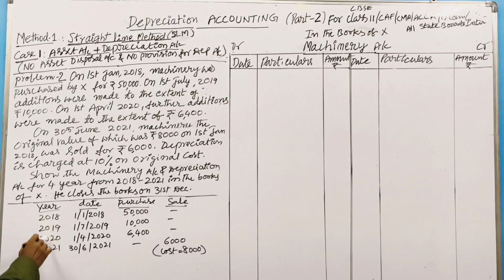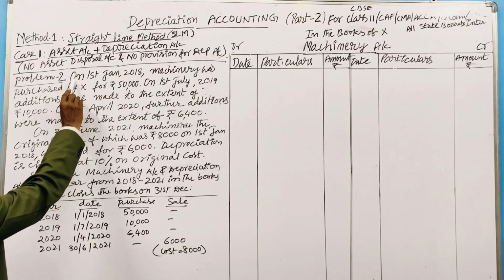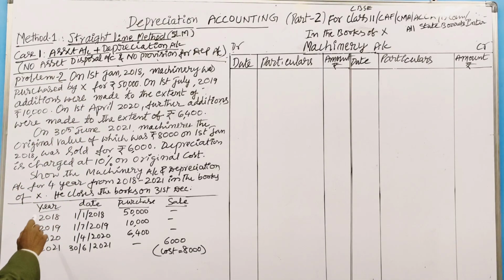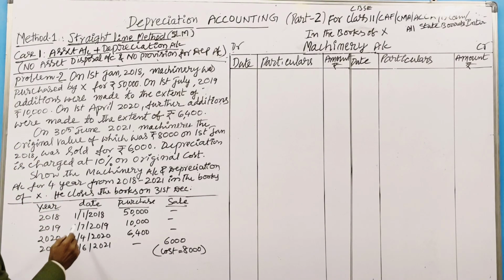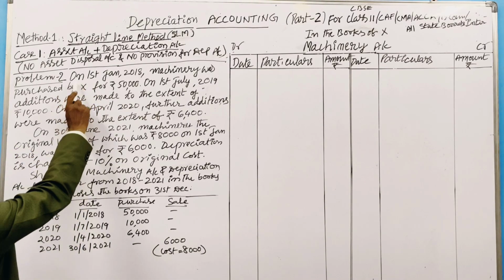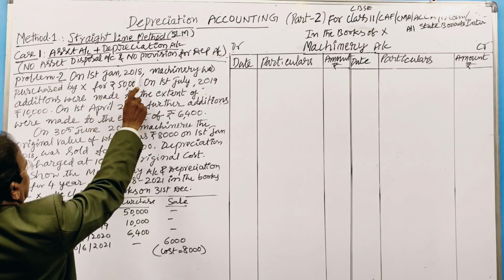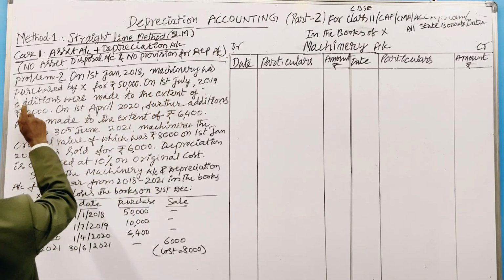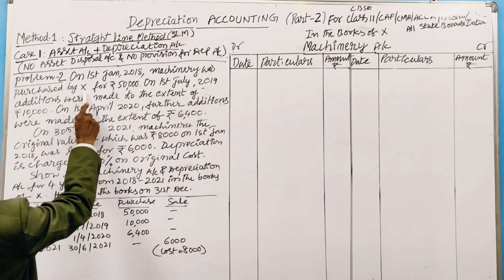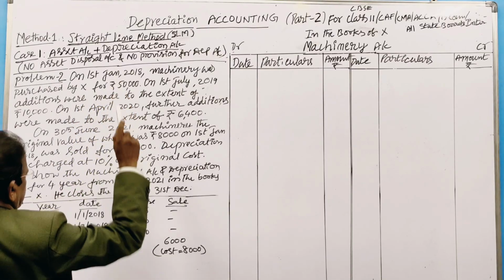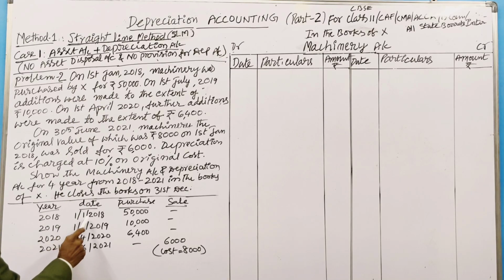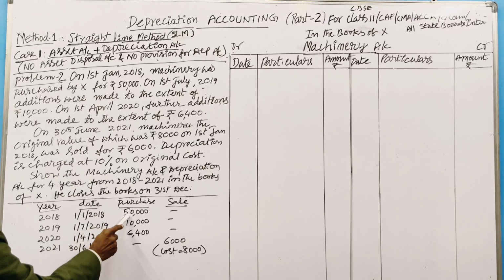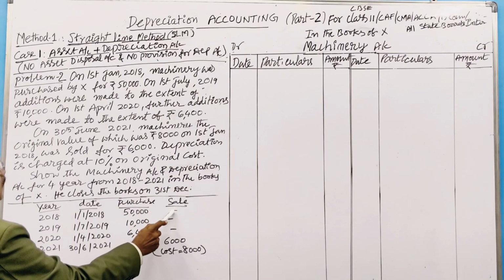Once you write these years, the next step, start reading. The step 1, identifying the number of years. The second step is start reading. On 1st January 2018, machinery was purchased by X for 50,000. You put the date of purchase here, 1/1/2018, 50,000 purchase. There is no sale.